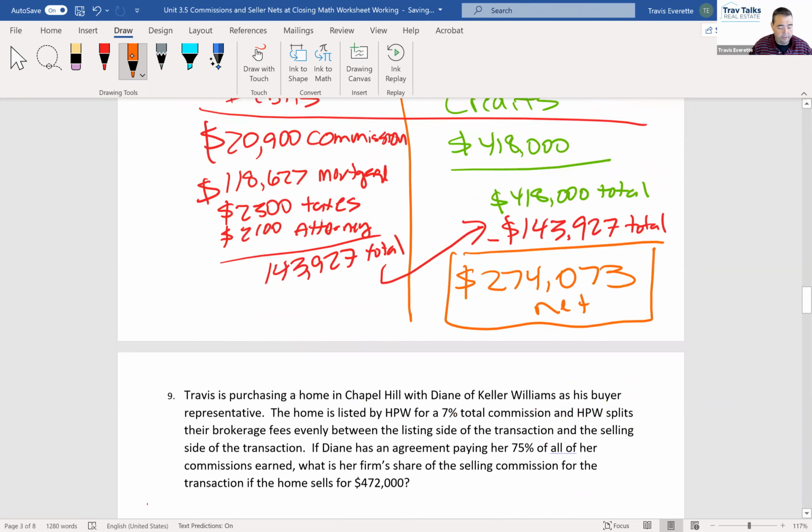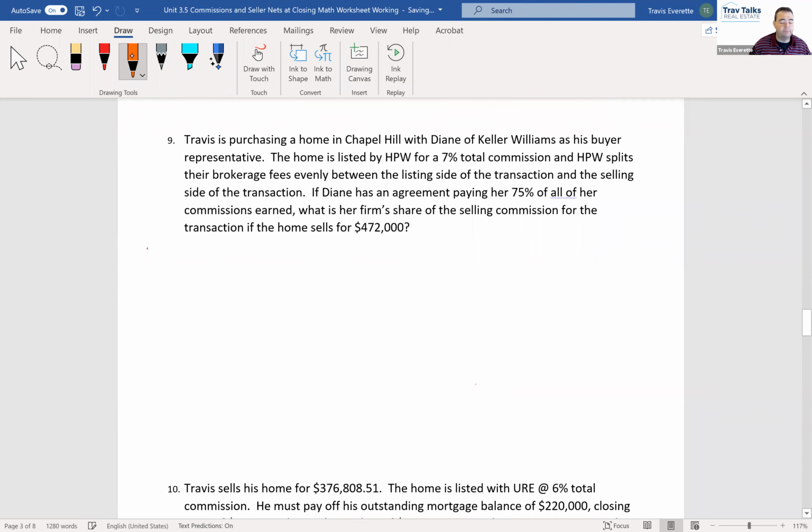Okay, number 9. Travis is purchasing a home in Chapel Hill with Diane of Keller Williams as his buyer representative. The home is listed by HPW for a 7% total commission, and HPW splits their brokerage fees evenly between the listing side of the transaction and the selling side of the transaction. If Diane has an agreement paying her 75%, right there's a big warning flag, or a big key. See that big commission split number? I know I've got to do the tree. I know this is going to be a question where I've got to do the tree.